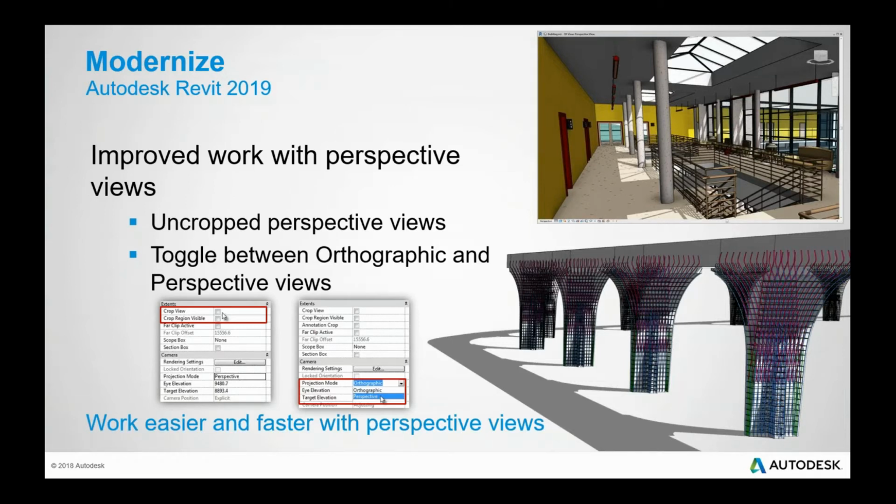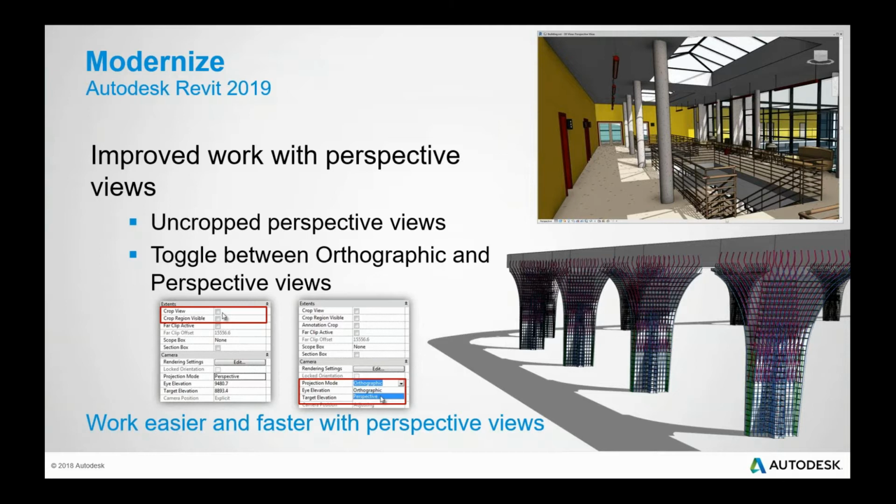Three-dimensional views in Revit support orthographic and perspective projections. You can work in full screen, uncropped perspective view by deselecting the crop view tool in the view control bar. Switching back and forth between default 3D and perspective has been streamlined. You can easily toggle from one to the other with the projection mode control on the properties palette.